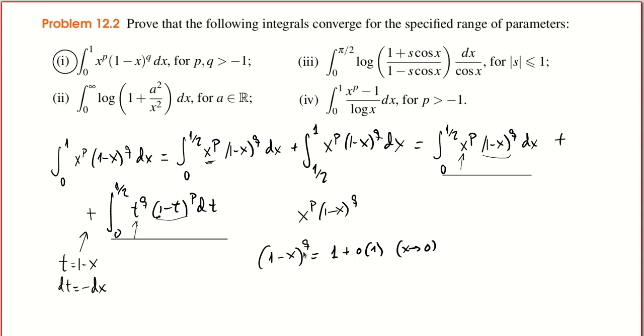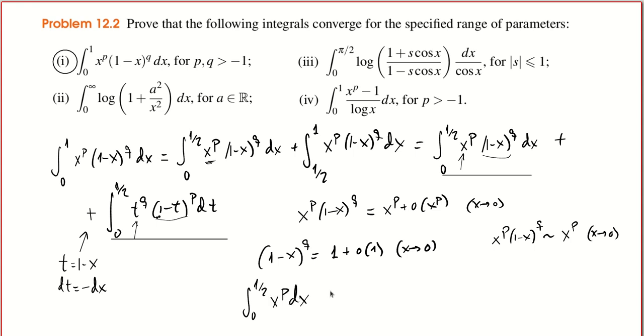Actually, the only thing we need to know is that when x is very close to 0, this function is close to 1. That's the only thing we need, which means that this function behaves perfectly well. So then this function here is equal to x^p + o(x^p) when x goes to 0, right? Or in other words, this argument x^p (1 - x)^q is equivalent to x^p, just x^p, when x goes to 0. So all we need to analyze is what happens with the integral from 0 to 1/2 of x^p dx, sorry.